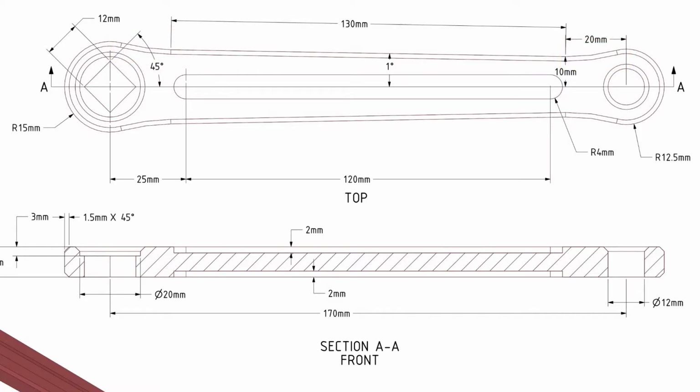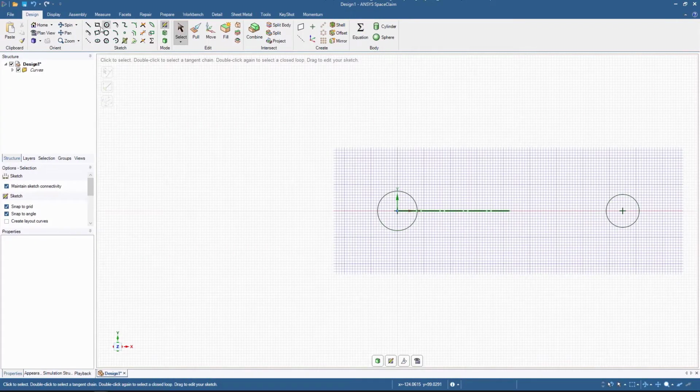So if we can get the dimensions of the inclined line, we can create the tangentially connected arcs easily using the Tangent Arc tool. We can also see that one end of the inclined line is located 20 millimeters to the left and 10 millimeters up from center of the smaller circle. Also, the length of this line is 130 millimeters. So let's create it.